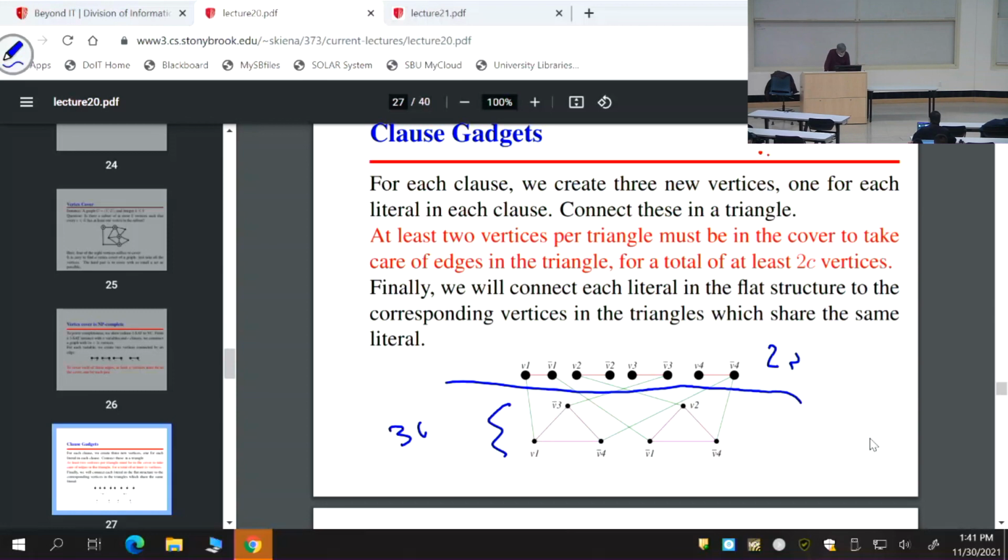I've got to pick 2 out of the 3 for this triangle, 2 out of the 3 for this triangle, 1 of the 2 for that edge, 1 of the 2 for that edge, 1 of the 2 for that edge. The minimum vertex cover has got to be equal to n plus 2c. Okay? Any questions about that?